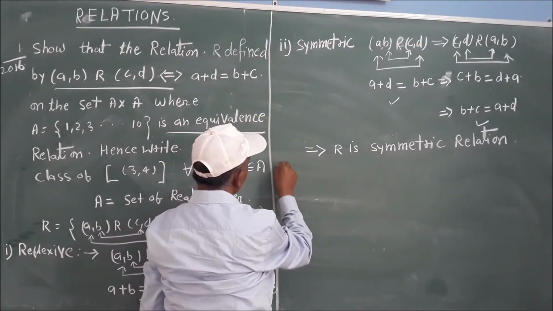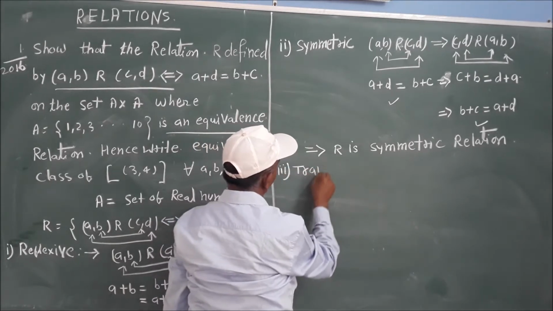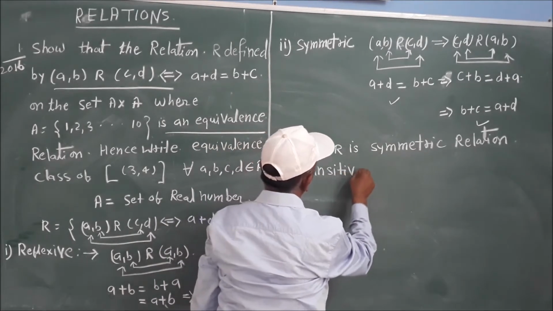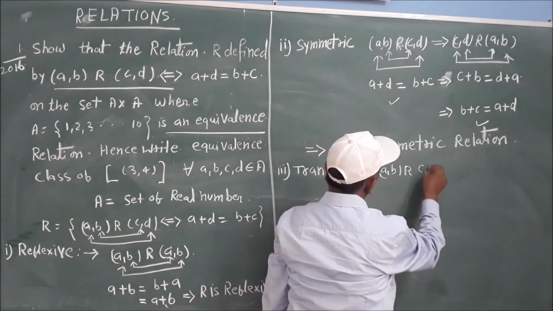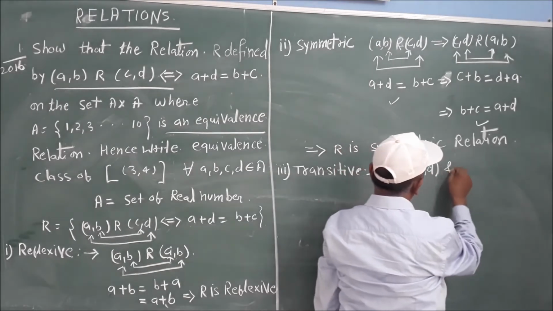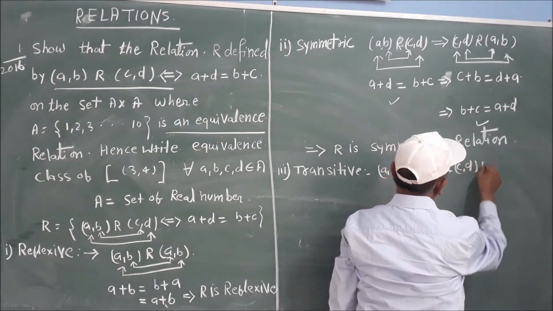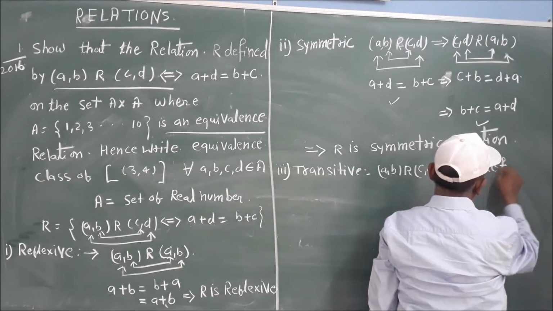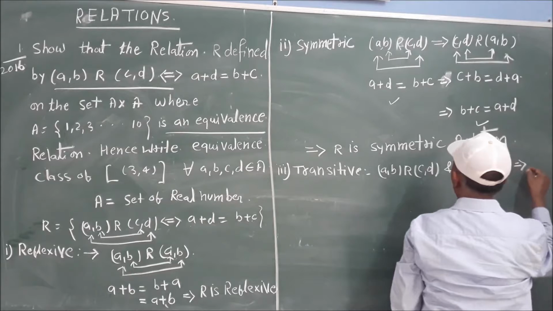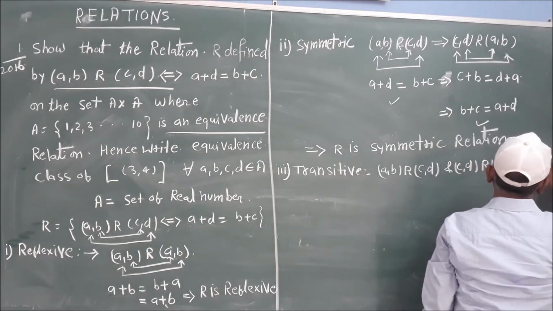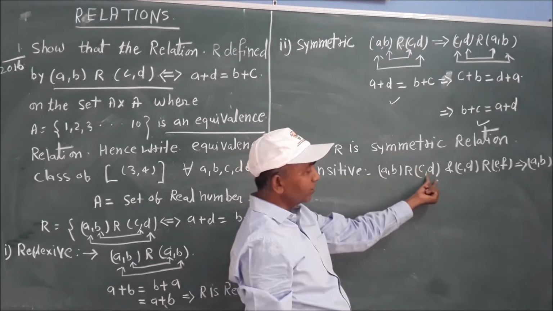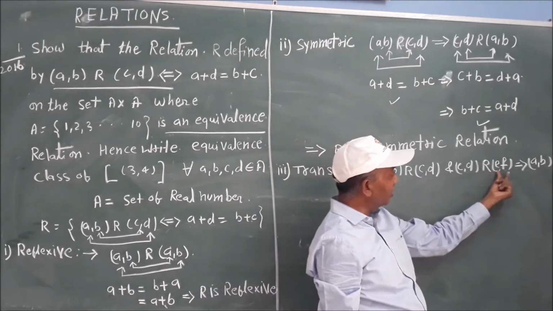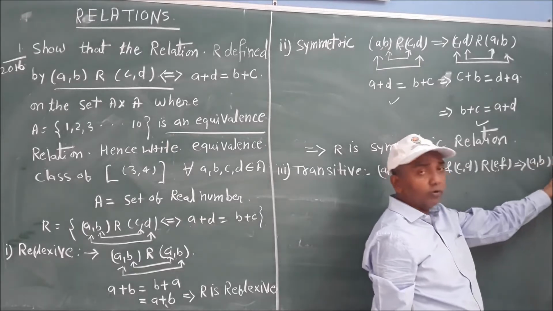Third is transitive. For transitive, (A, B) is related to (C, D) and (C, D) is related to (E, F) implies (A, B) is related to (E, F). Check here once again: (A, B) is related to (C, D) and (C, D) is related to (E, F), this implies (A, B) is related to (E, F).